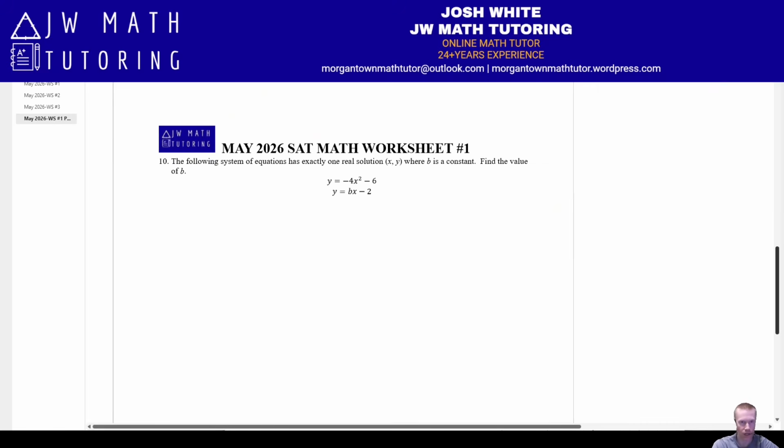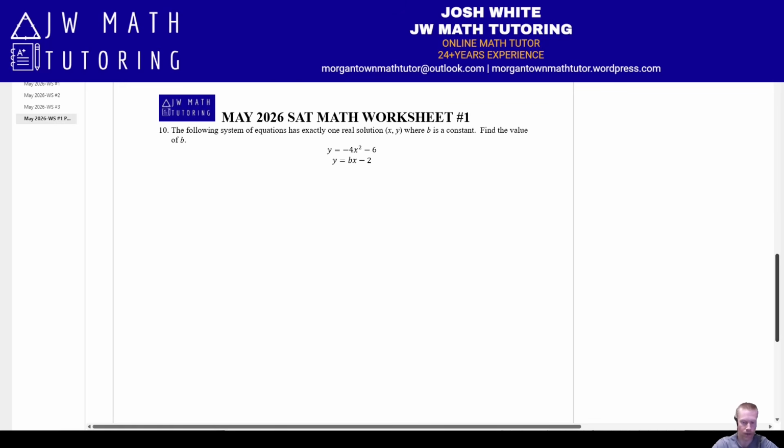All right, last question here, number 10 from May 2026, Digital SAT Math, official test problems, worksheet number 1. Here you have a quadratic equation and a linear equation, and there's exactly one real solution. It's a constant. What's the value of the constant? This one is actually not that bad to solve by hand, because what you would do is set these two things equal to each other because they're both equal to y.